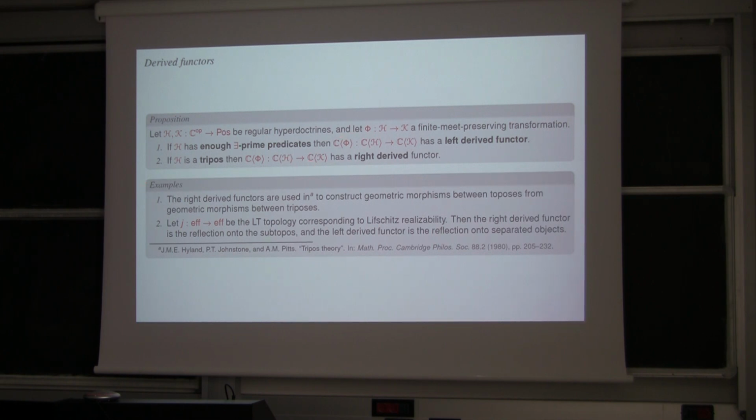And so for the left derived functors, I tried a while to come up with some examples. So here's one example that I came up with. If we have the local operator on the effective tripos, or the Lifschitz topology on the effective tripos, corresponding to Lifschitz realizability, I think Jan also mentioned that earlier. So this is a finite meet preserving transformation of triposes, and it turns out that the effective tripos has enough existential prime predicates. And therefore, we can construct both the left and the right derived functor, and the right derived functor is just the reflection into the subtopos, and the left derived functor is the reflection of the separated objects. Okay, so this is one example of what one gets out of this criterion.